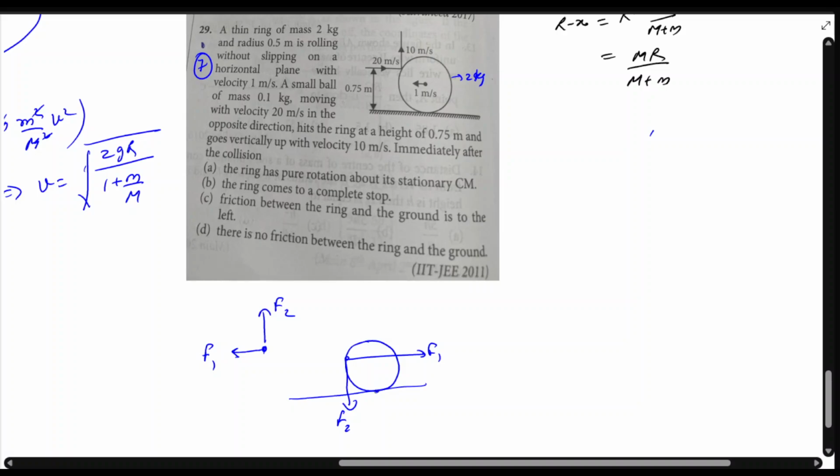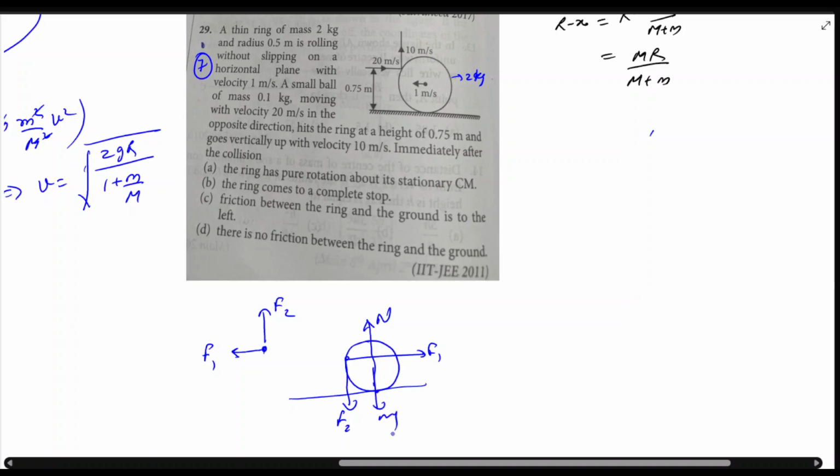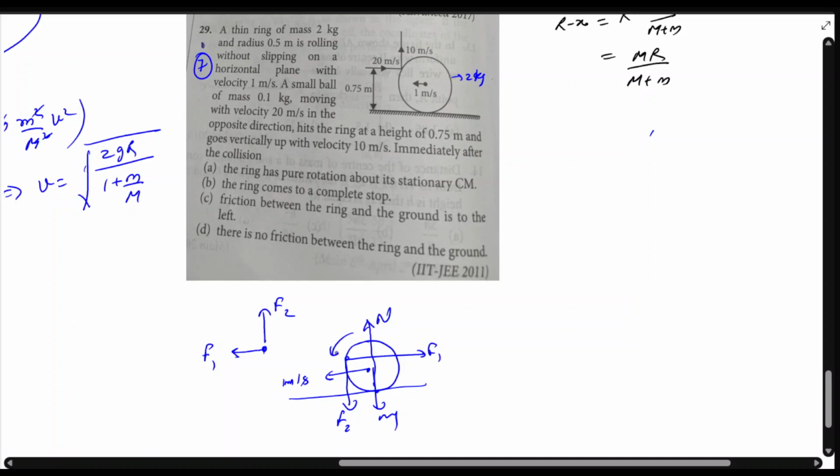Now already there are certain forces acting on it, like normal, right? And mg like this. And look, this is moving like this with 1 meter per second. Are you getting me? And it is also revolving because in the question it is saying it's pure rolling. So it is rotating with omega. Now, what will happen? Let's check the options. So the ring has pure rotation about its center of mass. It means this 1 meter per second should be zero.